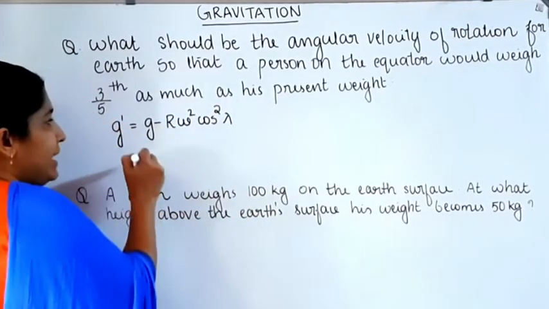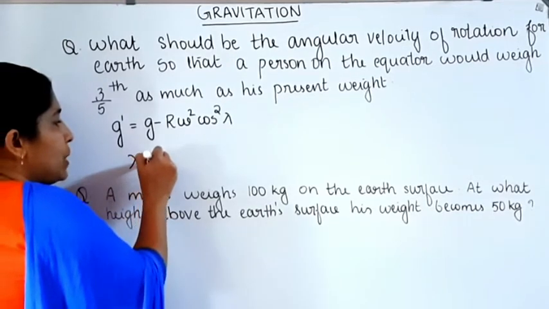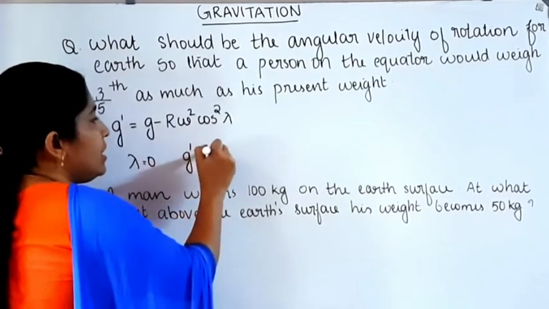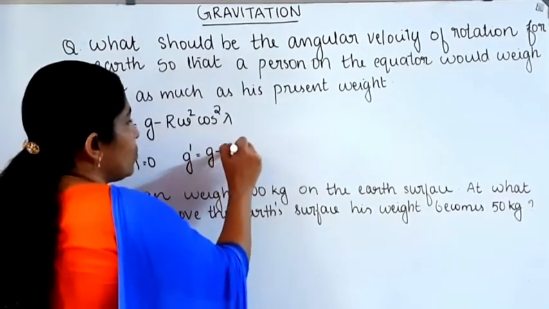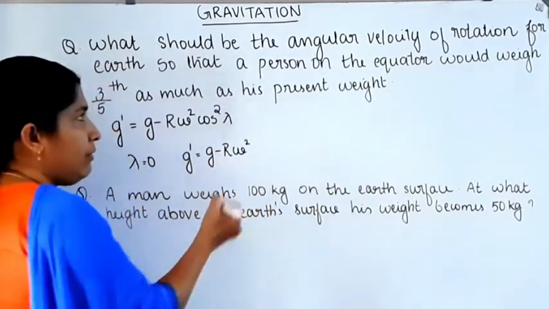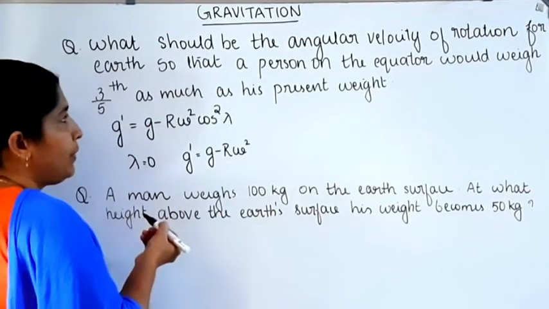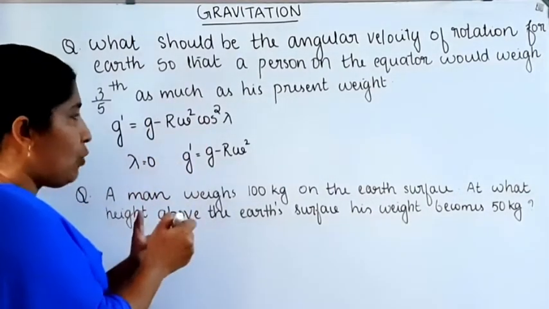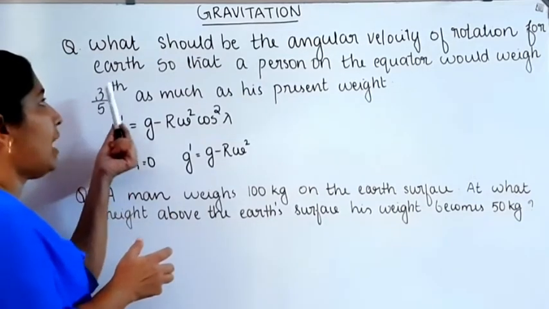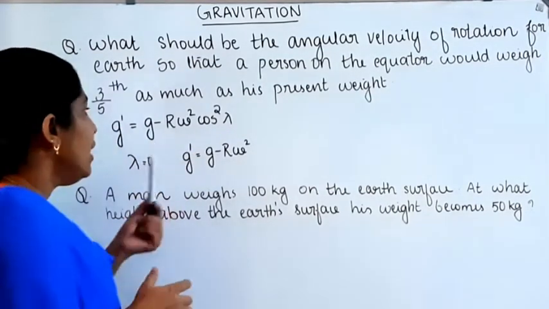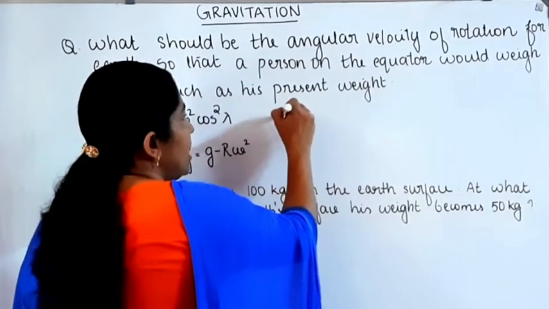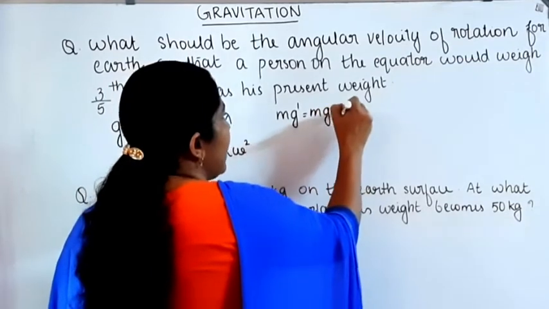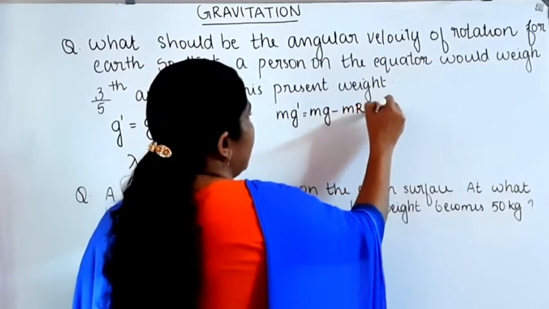Okay. At the equator, what about lambda? Lambda is equal to 0. Then cos 0 is equal to 1. Then G dash is equal to G minus R omega square. From here, we can find out omega. What about G dash? The person on the equator should weigh 3/5 as much as his present weight. To find that, what about mg dash? Mg dash is equal to mg minus mr omega square.